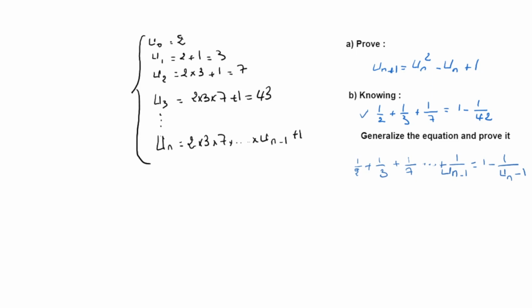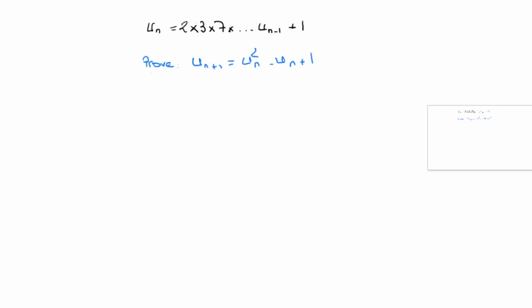So let's start with the first one, UN plus 1 equals UN square minus UN plus 1. We try to prove it. So we have, the first one is what we have, UN equals 2 times 3 times U(n minus 1) plus 1. So UN plus 1 is equal to 2 times 3 times 7 times U(n minus 1) times UN plus 1. This is by definition.